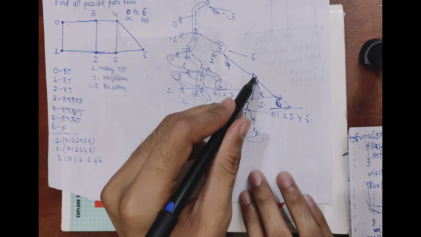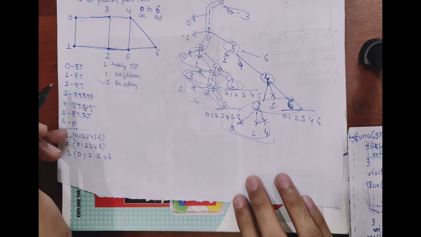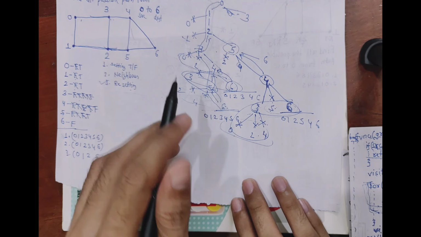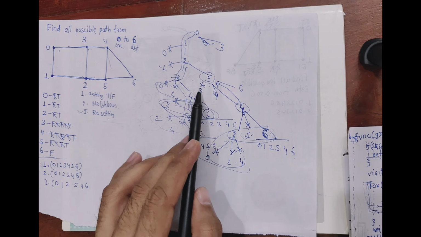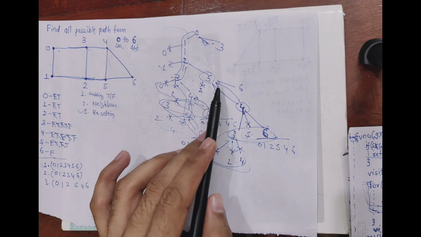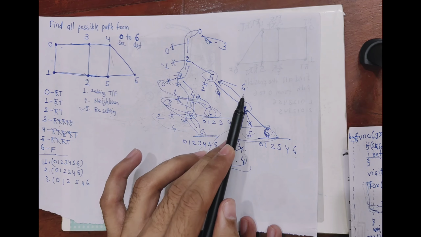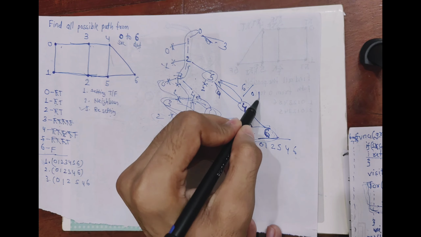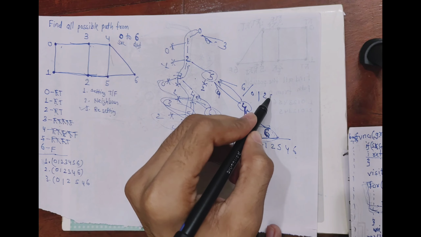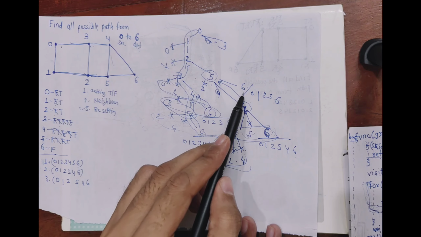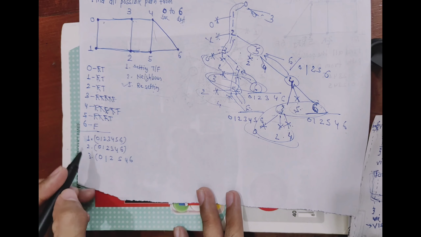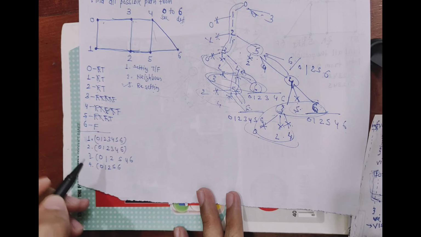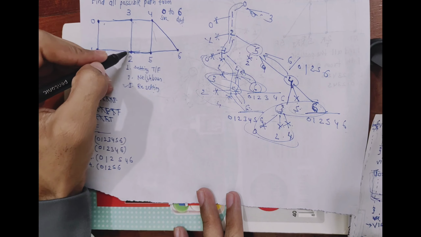It's time to reset 4 to false again, and we will backtrack from this. Now we are at 5, we are done with its two neighbors. Now the third one is remaining, so we are at 6. Now we know that 6 is already equal to the destination, so we got our fourth path, that is 0 1 2 5 6.